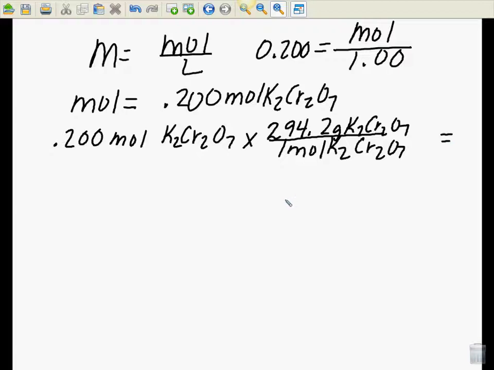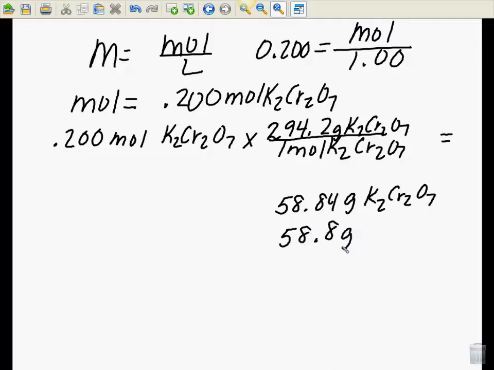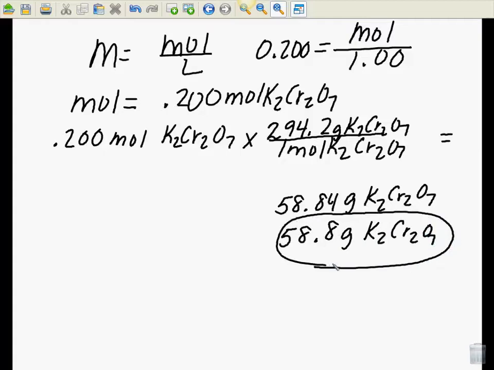You multiply those and get a calculator answer of 58.84 grams of K2Cr2O7. Sig figs, though, are given as only 3, so we're only allowed to have 3 in our answer, so 58.8 grams of K2Cr2O7. That's basically what you do if they give you one thing and you want to find grams of that particular solution. It looked a lot messier than what it was going to be, but it wasn't too bad.